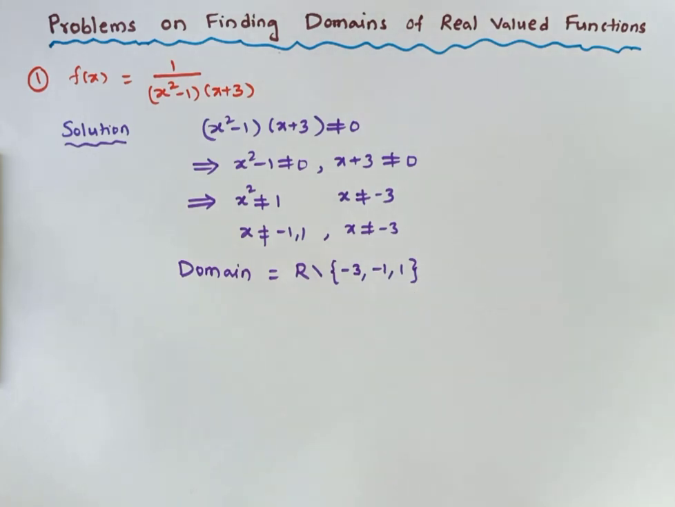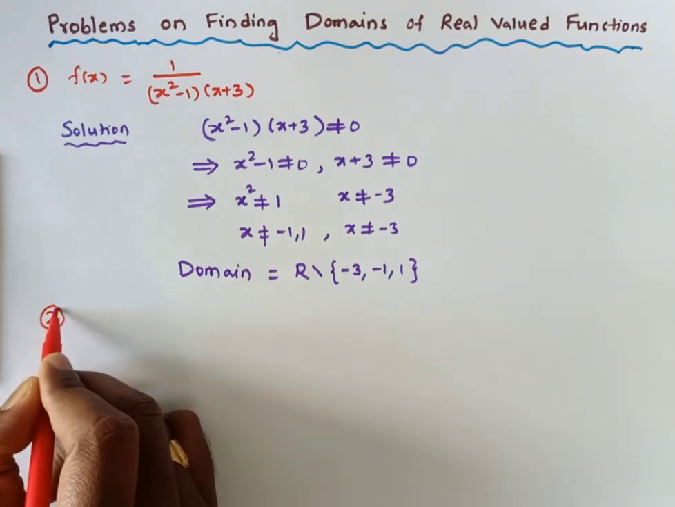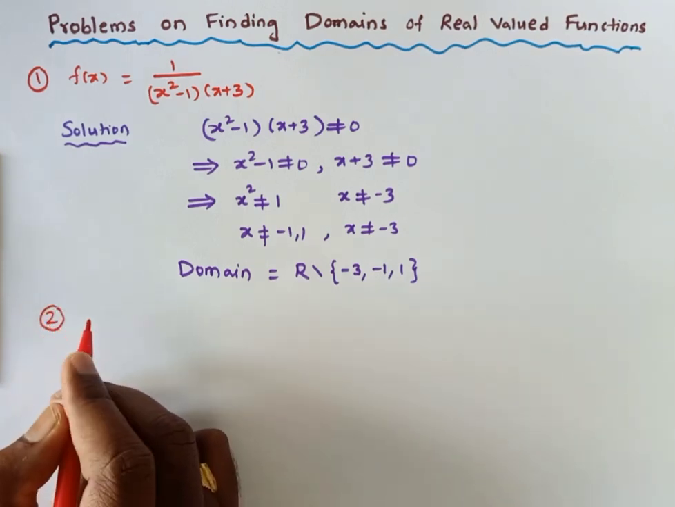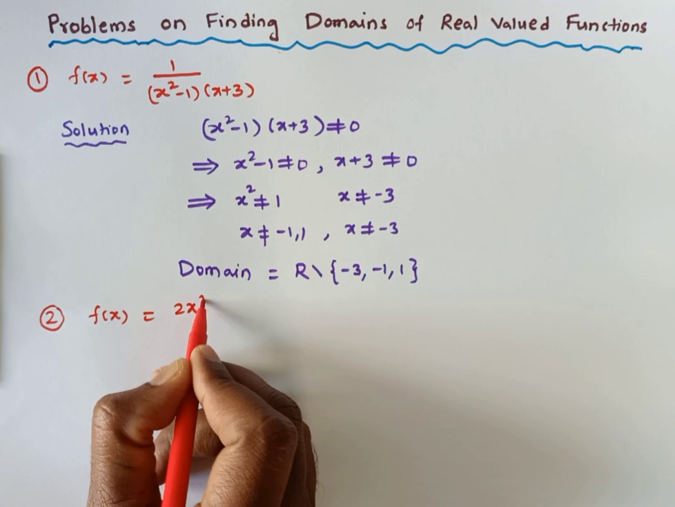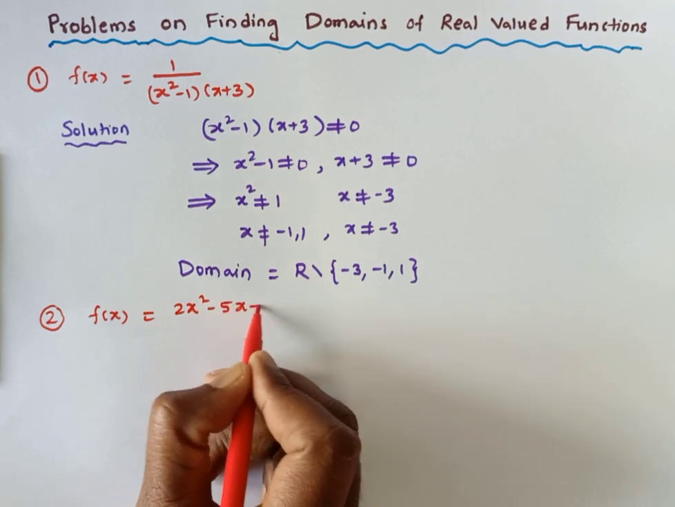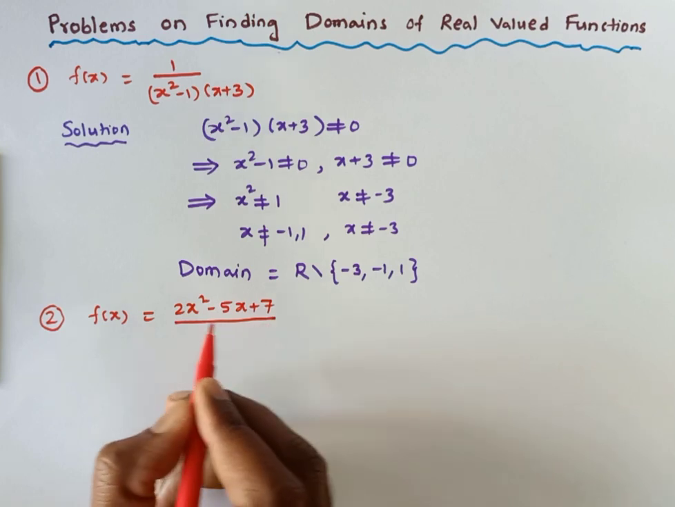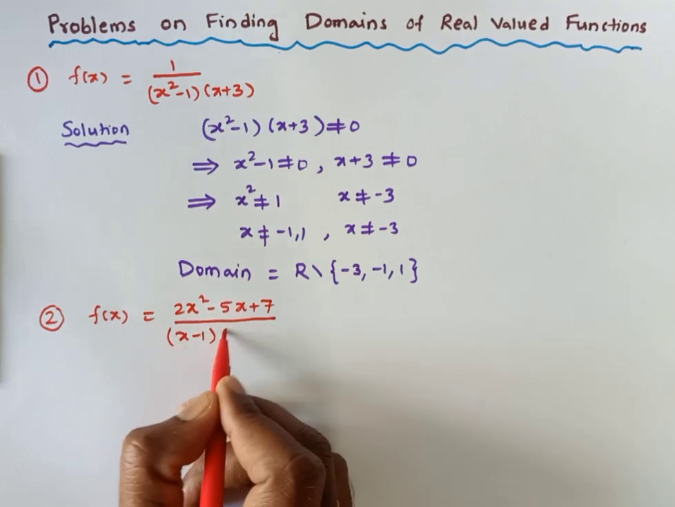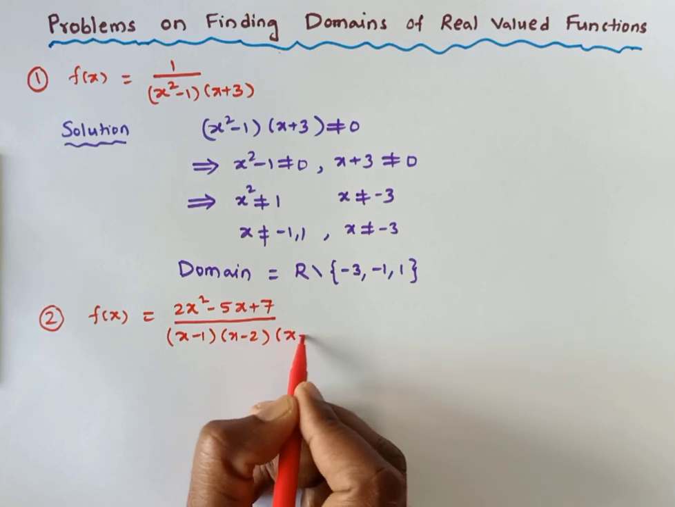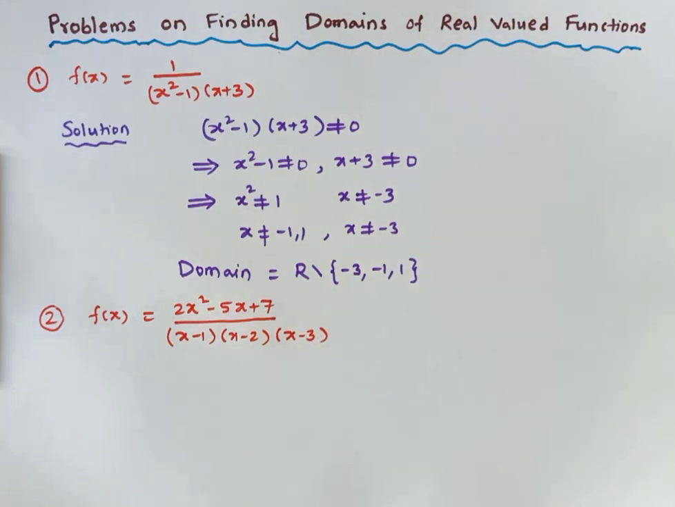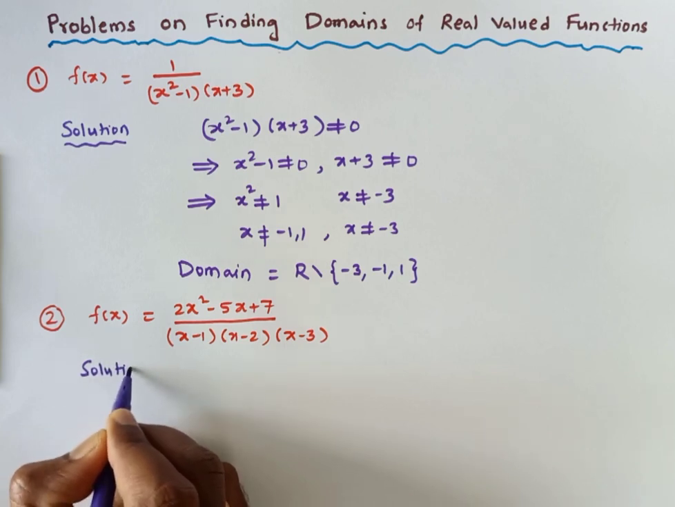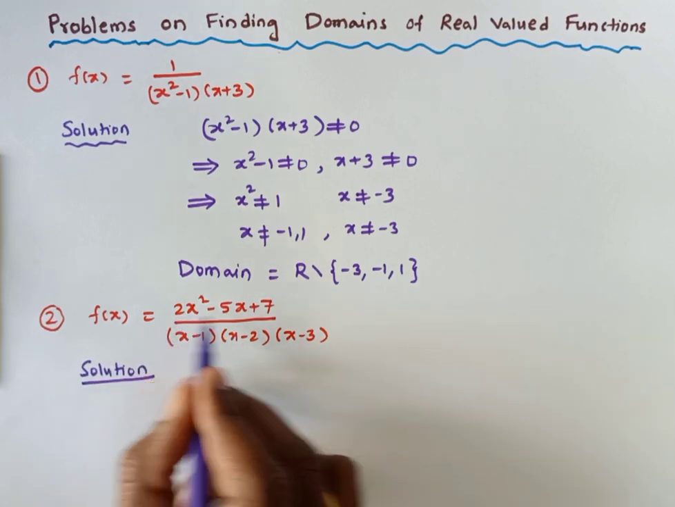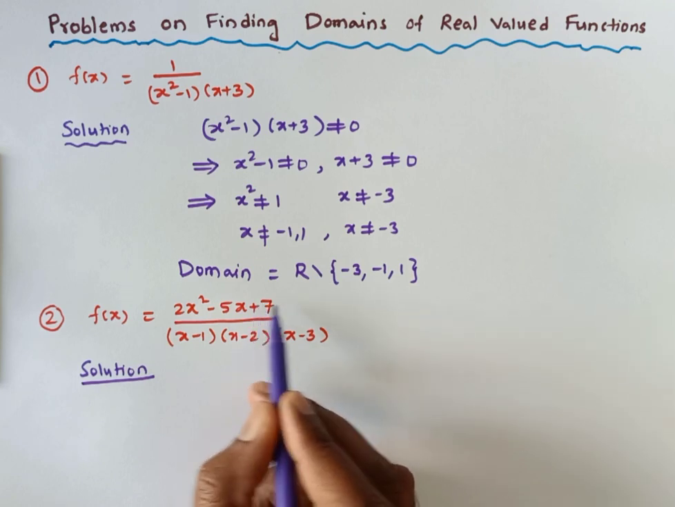So let's see one more example. f of x is equal to (2x square minus 5x plus 7) divided by (x minus 1) into (x minus 2) into (x minus 3). Now it is a rational function, f of x by g of x. Here the numerator is a polynomial, right? So 2x square minus 5x plus 7. This polynomial is defined for all values, so there is no issue with this.